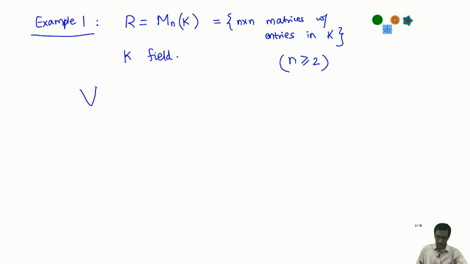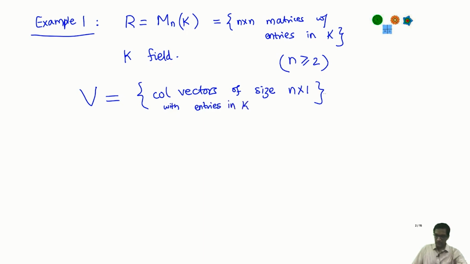So here V is the set of all column vectors of size n cross 1, still with entries in K, the base field. What are column vectors? They are just matrices of size n cross 1. Firstly it's an abelian group, and I want to claim that I can make this into a module over the ring R.